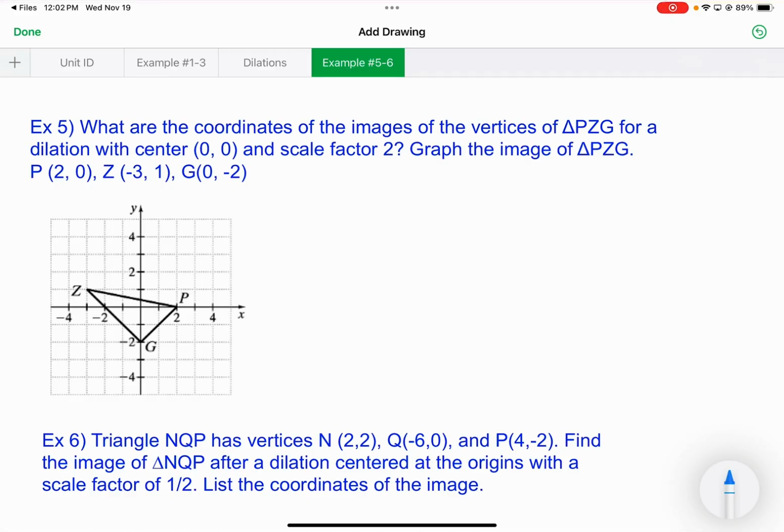All right, PZG, we want to find P prime, Z prime, G prime. Scale factor is equal to 2, so K equals 2. Reduction or enlargement? Enlargement. There's no other one. We don't have to graph it. I'm doing it based on what they tell you your scale factor is.